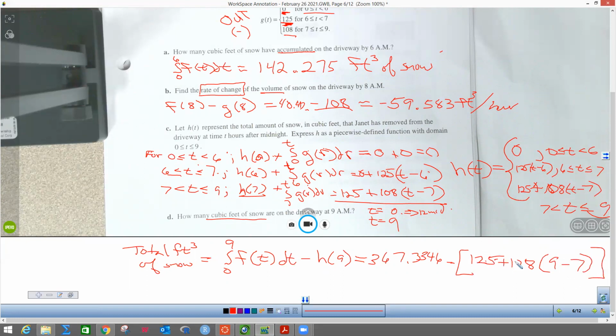And this is going to be the amount of snow she took off. Okay? So she took that amount of snow off. And this is going to equal approximately 26.335, if you do it on your calculator, cubic feet of snow is how much will be left. This minus this gives you how much cubic feet of snow is left at t equals 9, or you could say at 9 a.m.